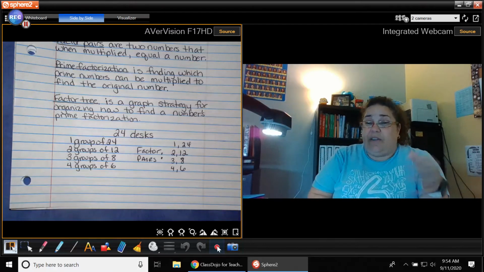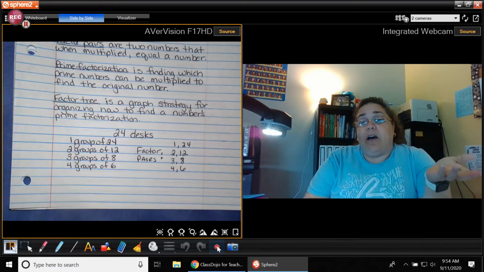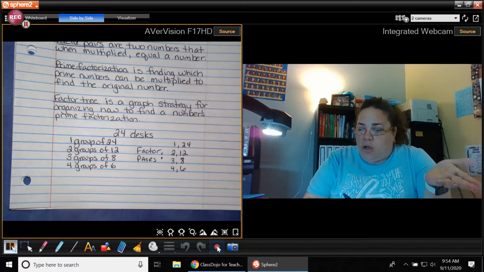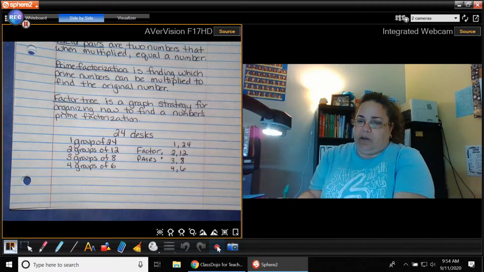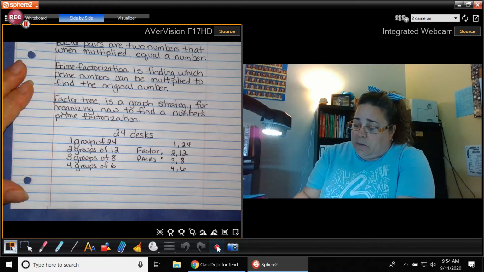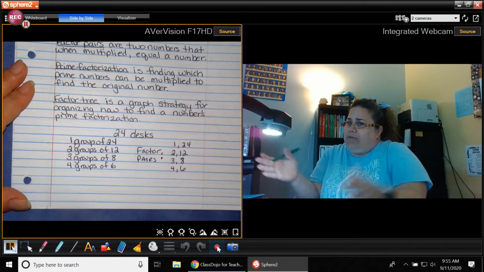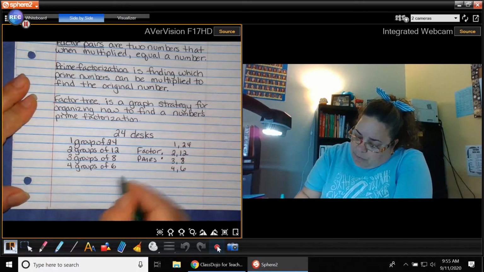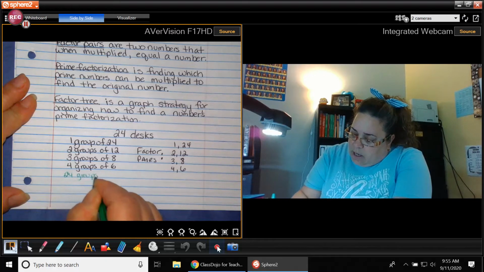But just for the sake of answering the question, you have to remember that I asked how many different groups we could make with the 24 desks. So I could also, and I'm going to write this in a different color just so you understand that they're the same factor pairs, we're just flipping the group. If I flipped it, it would be really weird, but I could have 24 groups of 1, couldn't I? So I could have 24 groups of 1.